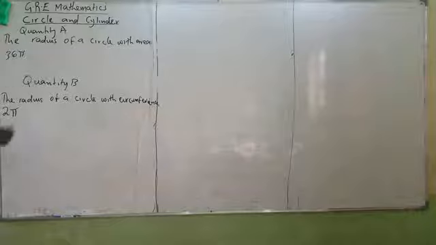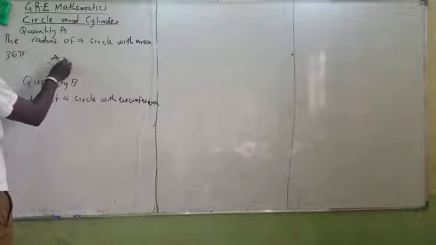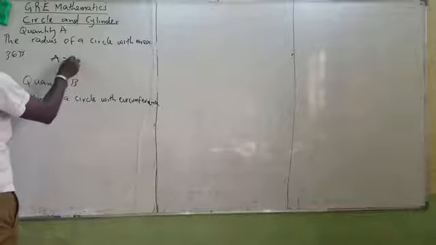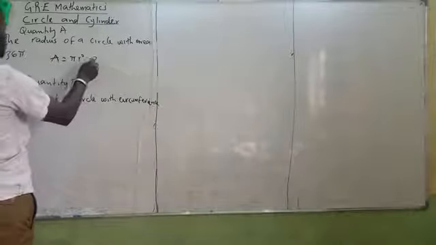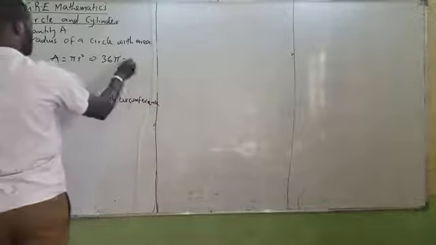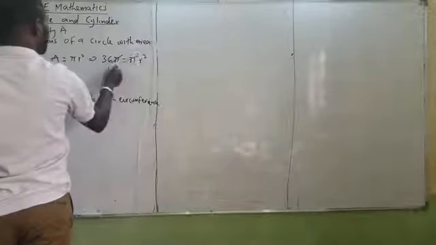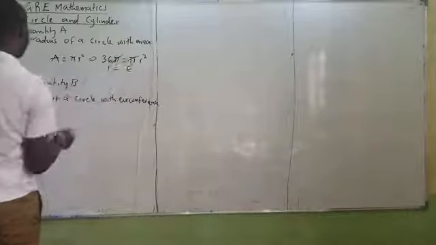Now, you want to know the relationship. How do I get the relationship? Our area equals pi r squared. It means 36 pi equals pi r squared. Indirectly, this will cancel this. My r will be equal to 6, when I take the square root of both sides.